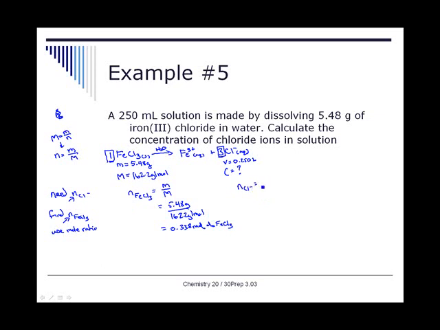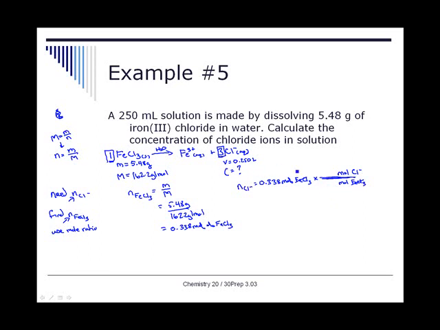And I know this is going to be the number of moles of iron 3 chloride. I'm going to multiply that, and to get my molar ratio right, here is what I'm going to do. I'm going to go back to my equation, I know I need to get rid of iron 3 chloride in my units, so I'm going to put the number of moles of iron 3 chloride on the bottom. That way when I multiply by this ratio, my iron 3 chloride and my iron 3 chloride will cancel. I want the number of moles of chloride ions.